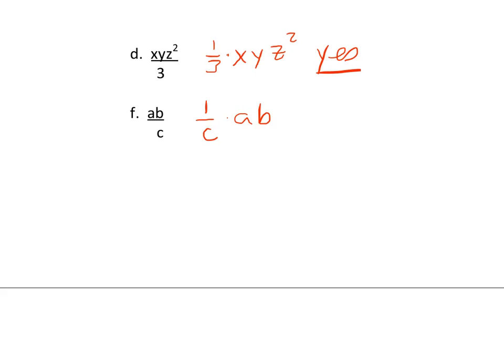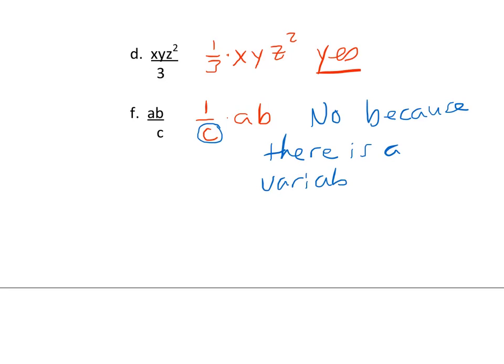And our last one, well, even though we can write this as 1/c times ab, there's one rule about a monomial, and that is that you cannot have a variable in the denominator. So this one is no, because there is a variable in the denominator. So we have to be very careful about where the variables are. We can't have any in the denominator. So this one is no. We can have a number down there, but not a letter.